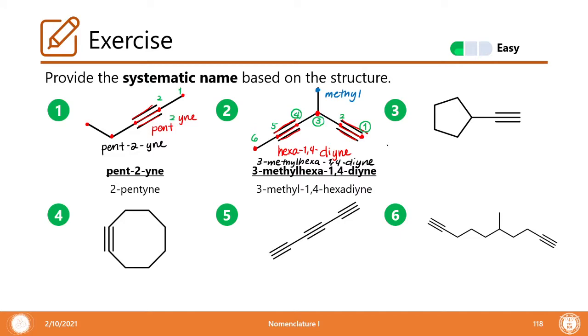Okay, 3-methyl hexa 1,4 diine. Okay, let's look at number 3. Okay, we have a triple bond. If I'm not mistaken, the triple bond has a higher priority than alkenes, much the same as alkenes, and so we must not use the ring.